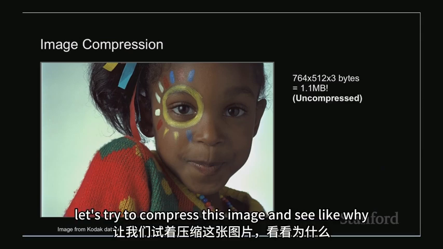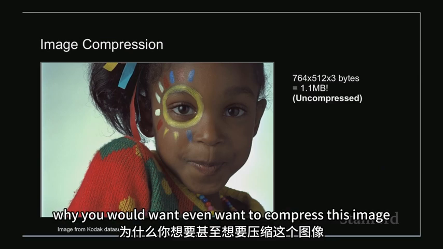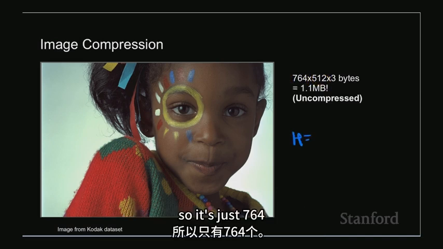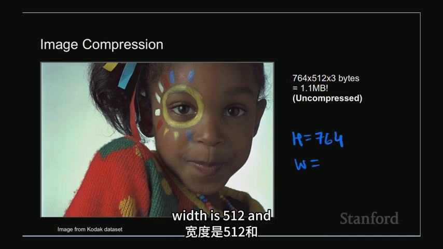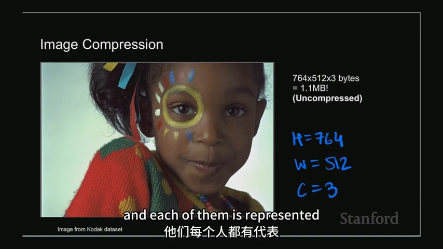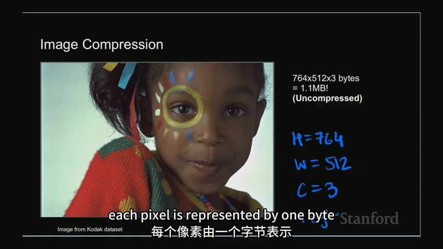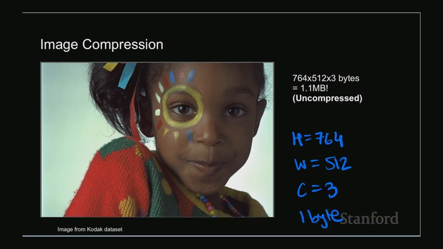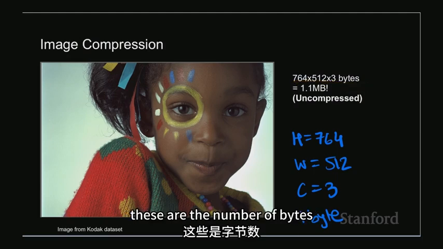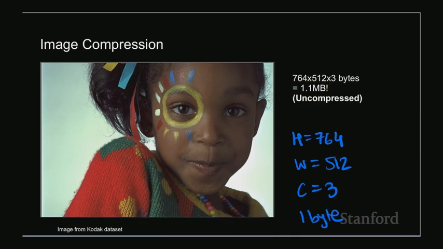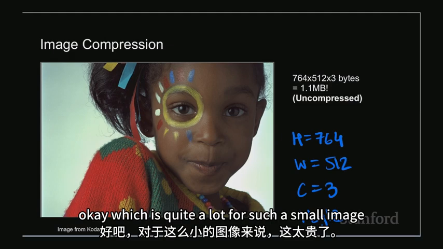And okay, so let's try to compress this image and see why you would even want to compress it. For this particular image, the dimension is 764 times 512. So the height is 764, the width is 512, and then you have 3 channels, and each pixel is represented by 1 byte. So the uncompressed size for this image is just, you multiply these things, the number of bytes you're storing in the image. And this turns out to be 1.1 megabytes, which is quite a lot for such a small image.